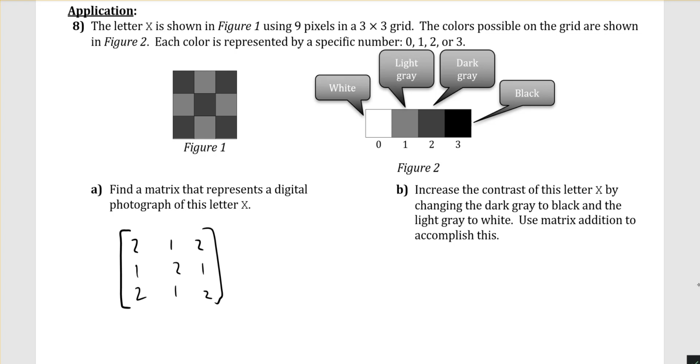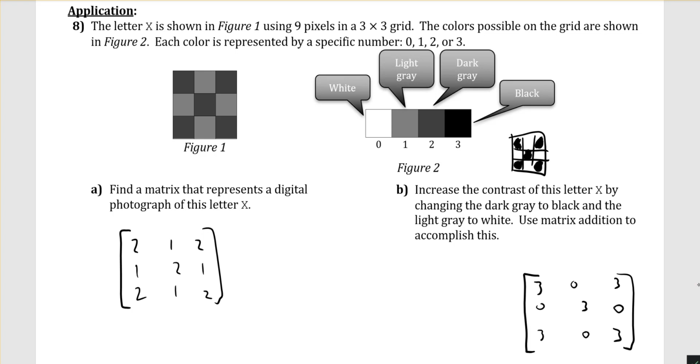Now, what would I have to add to that to increase the contrast? So instead of looking like that, we want it to look straight black and white. So I want this to be black, this to be black, this to be black, this to be black, and this to be black. The rest all be white. So I want it to be 3, 0, 3, 0, 3, 0, 3, 0, 3. That's what I want to happen, and it's saying use matrix addition to accomplish this.